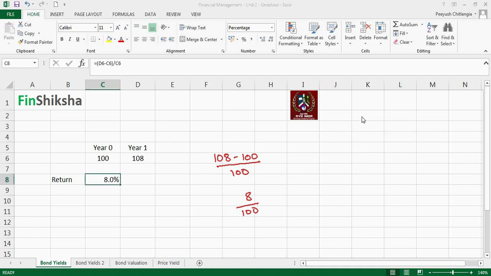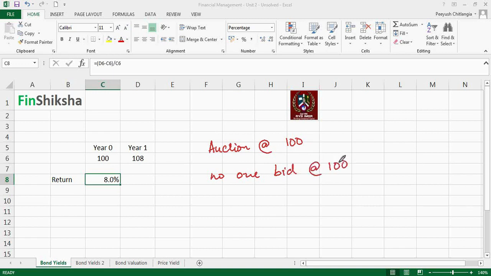Now let's assume for a minute that this company came to issue this bond at 100 rupees with an 8% interest rate, but the market did not buy it. So they came and did the auction at 100, but no one bid at 100. Now what will happen in the market? In a general market, if you're trying to sell something for 100 and no one is willing to buy it, you will reduce the price. So you reduce the price to 99, and let's say it gets sold at 99.